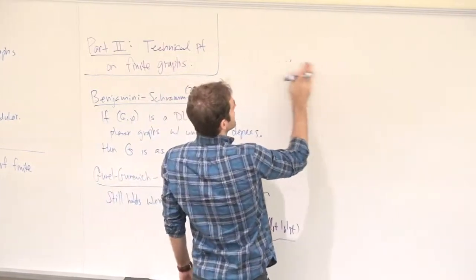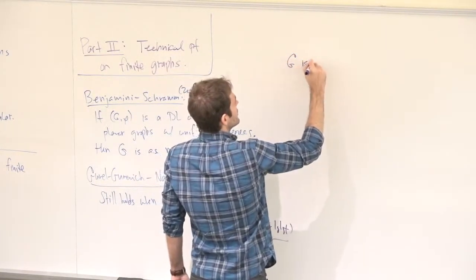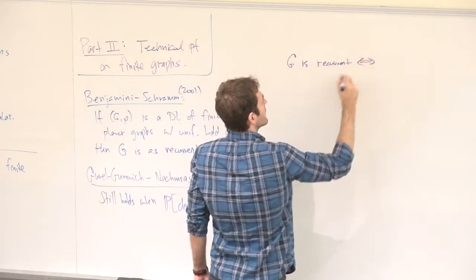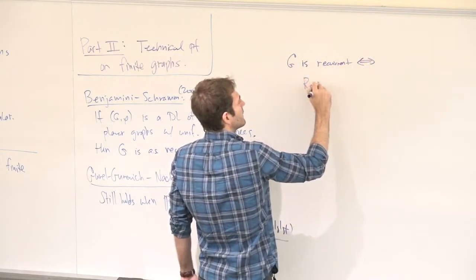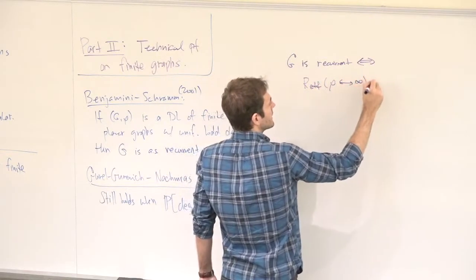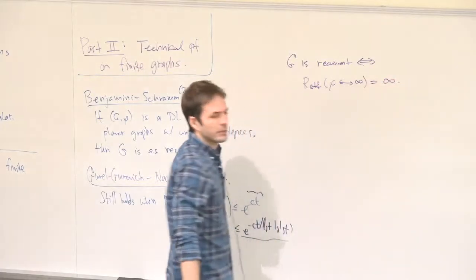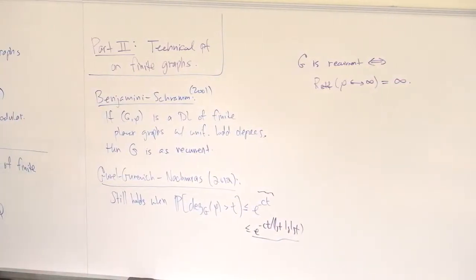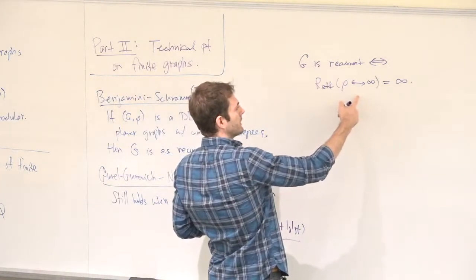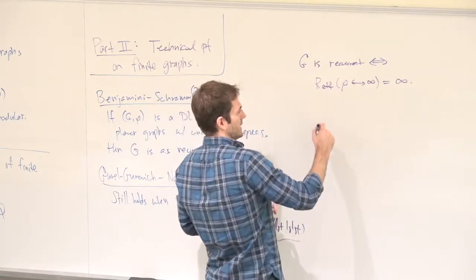So I guess let's say it this way. G is recurrent if and only if the effective resistance from some fixed node, let's call it rho, to infinity is infinite. So a random walk is recurrent if and only if the effective resistance is infinite. Instead of defining effective resistance, let me just restate this condition in a way that will prove.